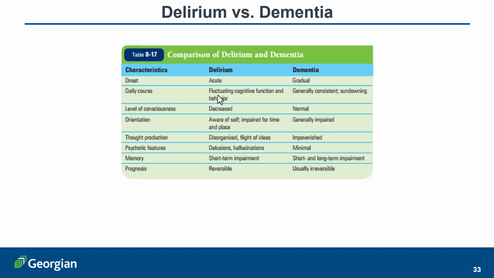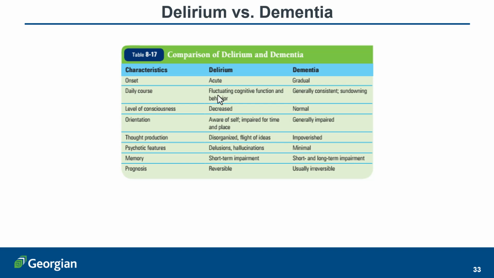In terms of the level of consciousness, in delirium the LOC might be decreased, whereas in dementia it's typically normal. In terms of orientation, in delirium, the client or patient is aware of self but impaired in terms of time and place, whereas in dementia, especially in the latter stages, it's generally impaired. The client or patient is not oriented to self, time, or place. For thought production, in delirium, it is highly disorganized and there's a flight of ideas, meaning your thoughts jump all over the place, whereas in dementia, it is impoverished, meaning a lack of thoughts.